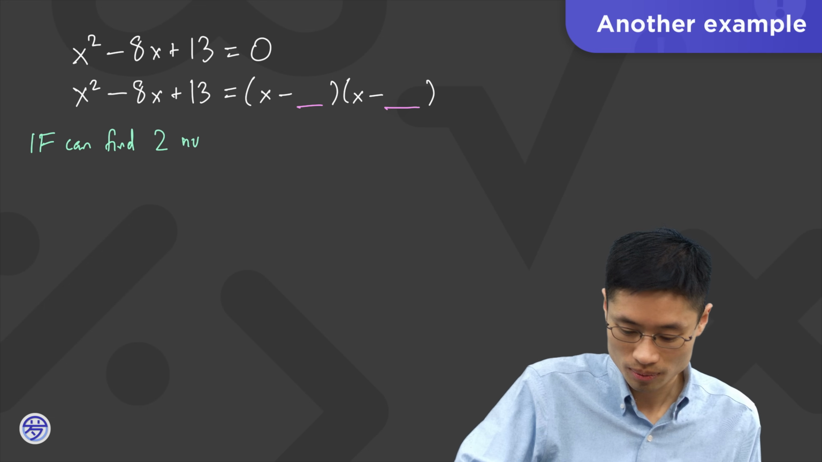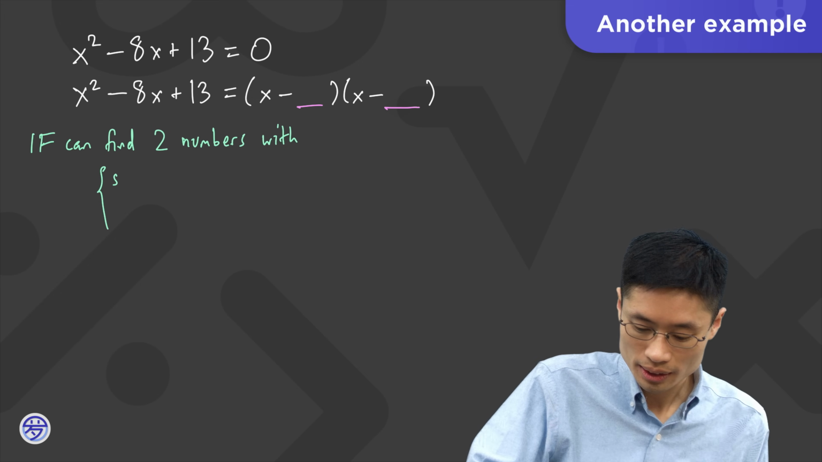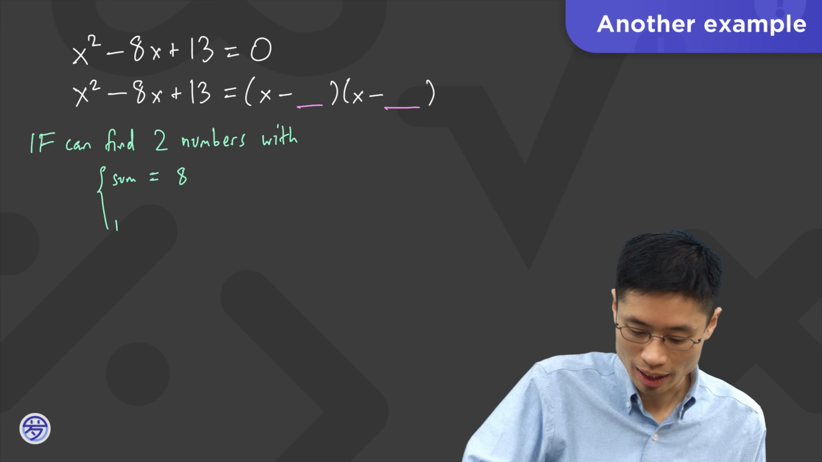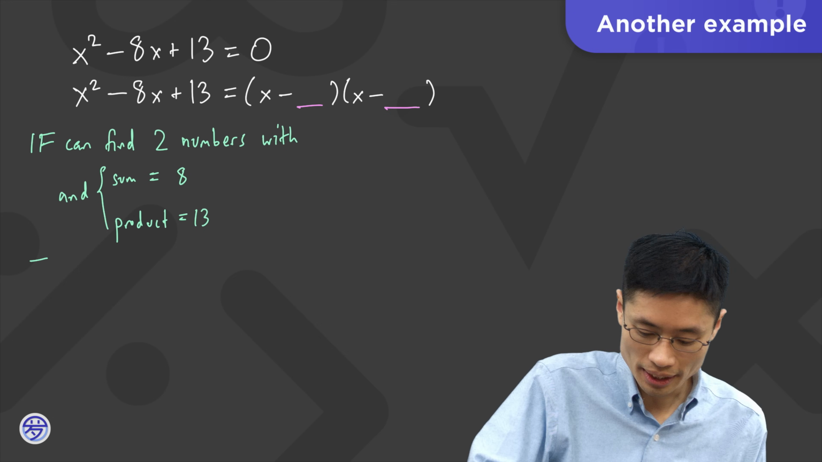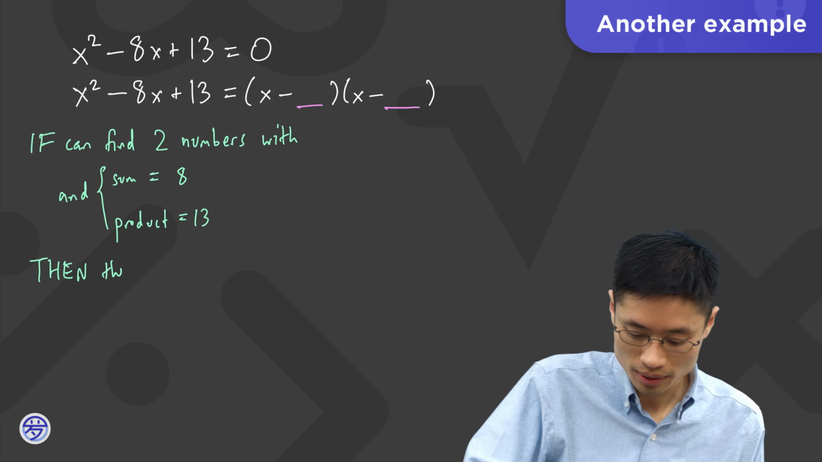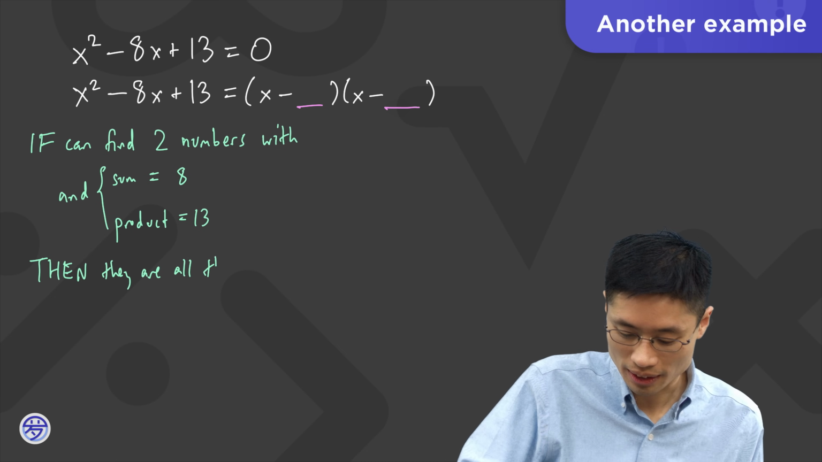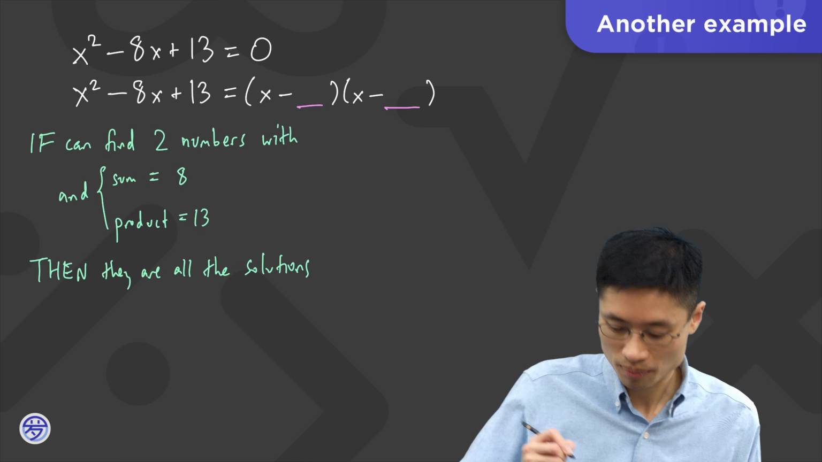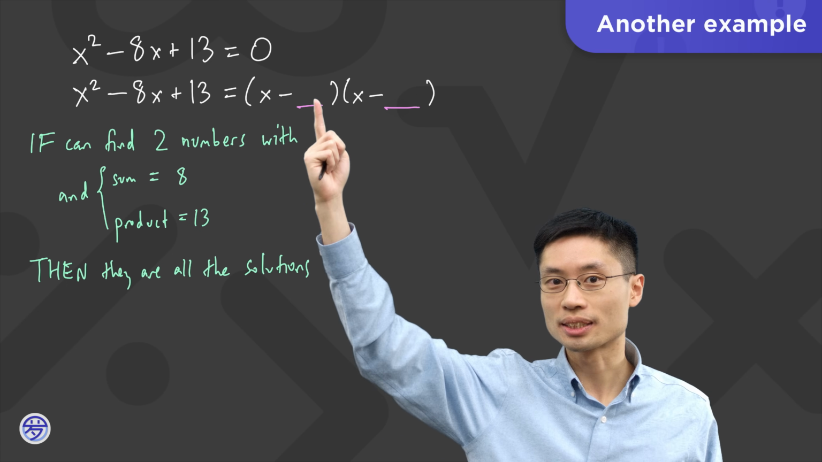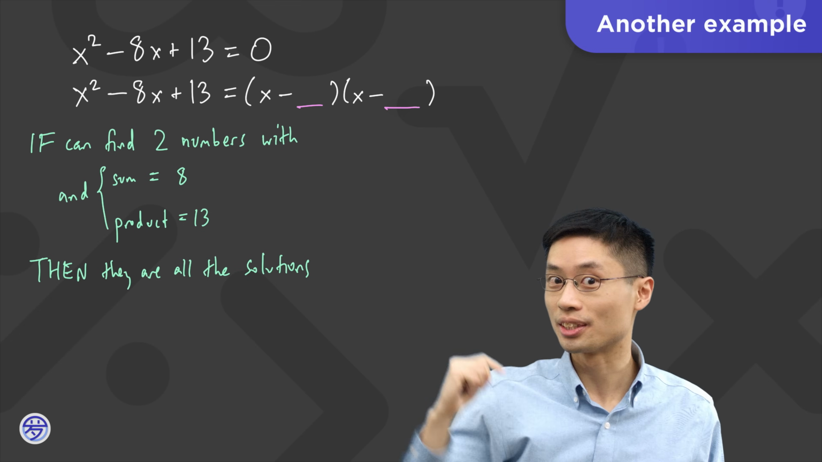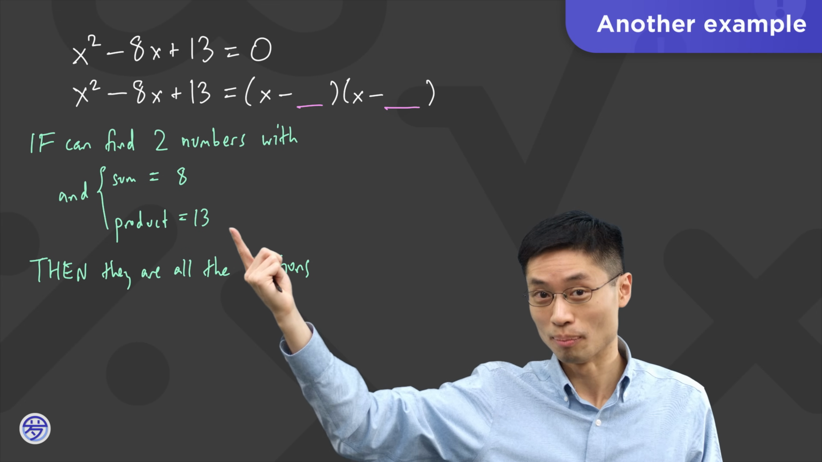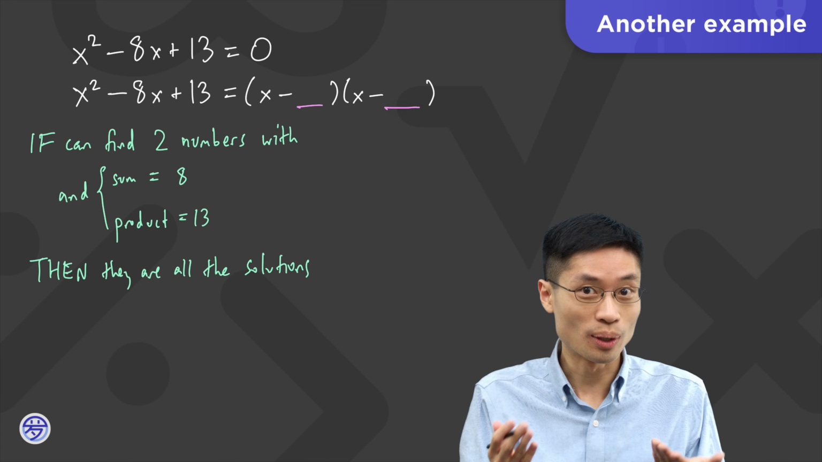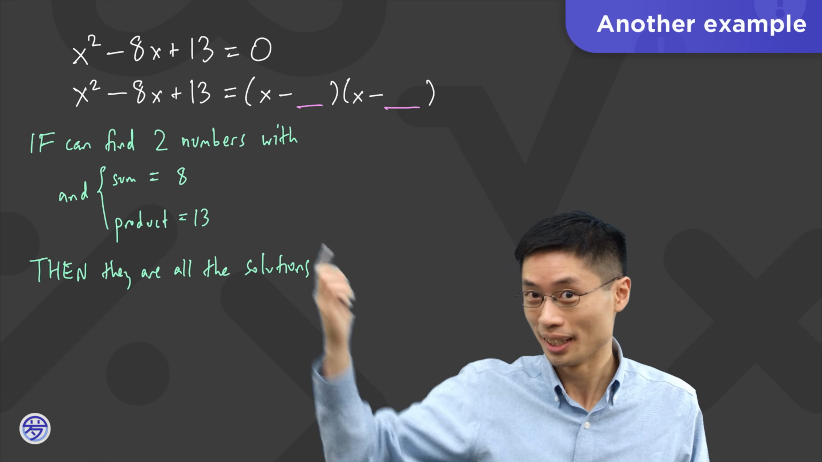And just as before, what this means is if we can find two numbers with sum equal to 8 and product equal to 13, then they are all the solutions. And again, this is a positive 8 because I'm putting numbers into these blanks that are after minus signs. Okay, and as we can see, we have a lot of trouble finding numbers that multiply to 13 because 13 is a prime. If I try 1 and 13, 1 times 13 works, but 1 plus 13 is not 8.